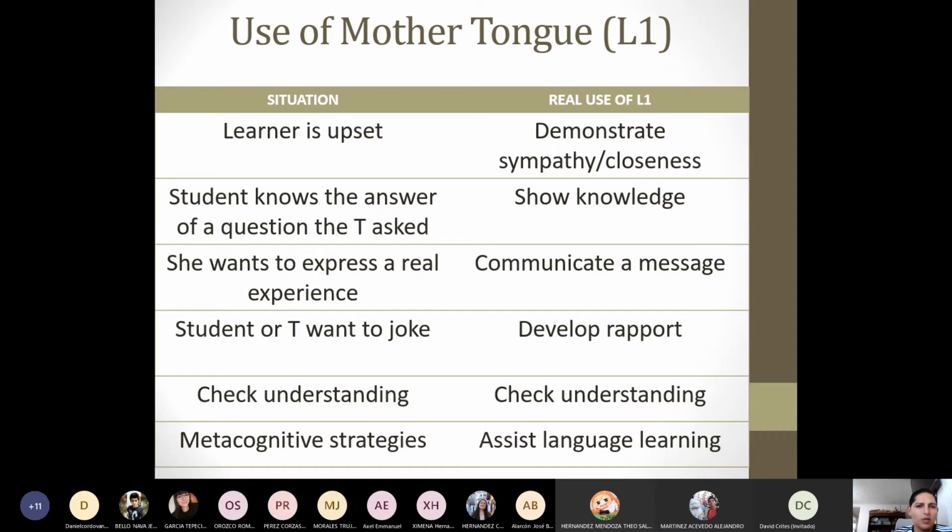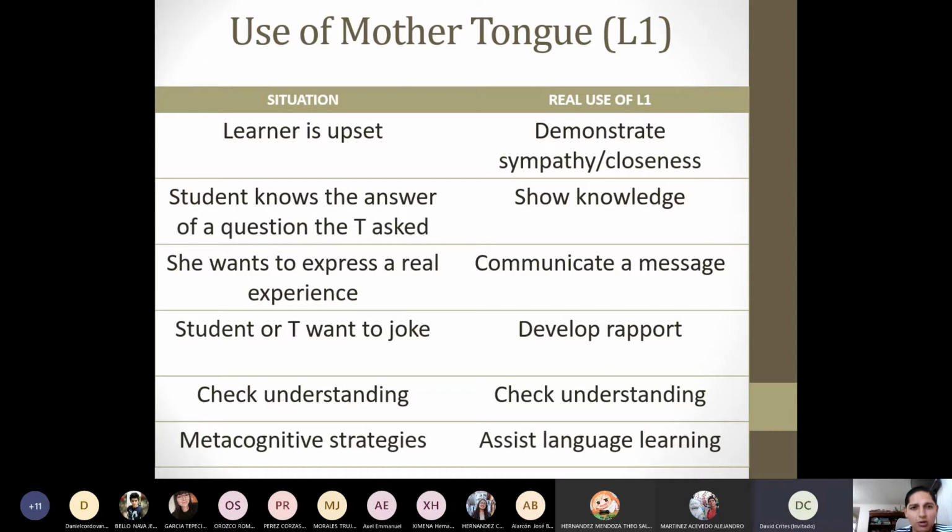Another situation might be when students want to express a real experience. Okay, they want to communicate a message, what they experienced and was really insightful for them, meaningful for them, and they start speaking by using the mother tongue. Well, that's another situation we might face. When teachers or students want to joke in order to build rapport, that's also very important. And remember that this pragmatic skill is going to be a long process for students to develop.